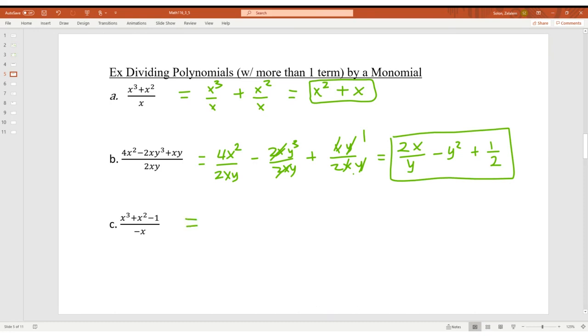Now for the last example, I'll give you 3 minutes. Then we'll do the problem together. So try the problem first. So let me write it down for you. X cubed divided by negative x plus x squared divided by negative x minus 1 divided by negative x.